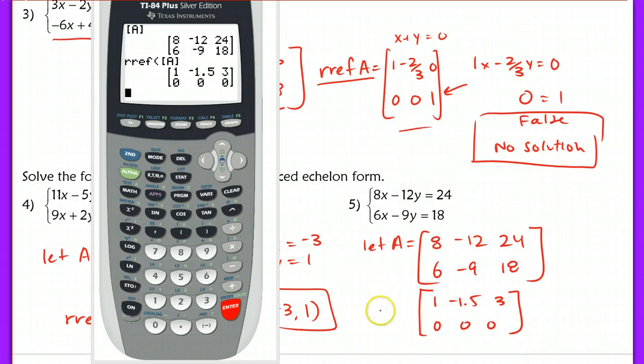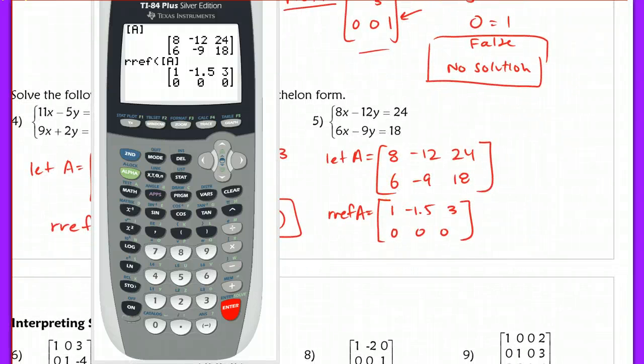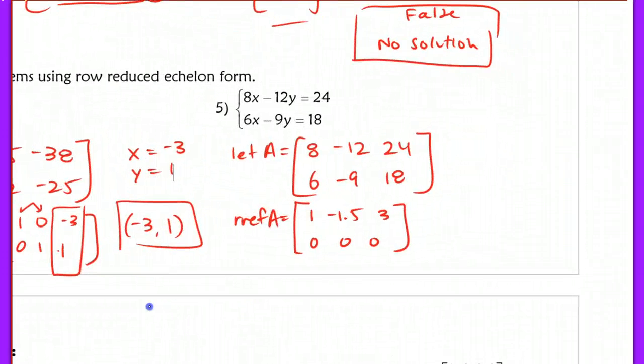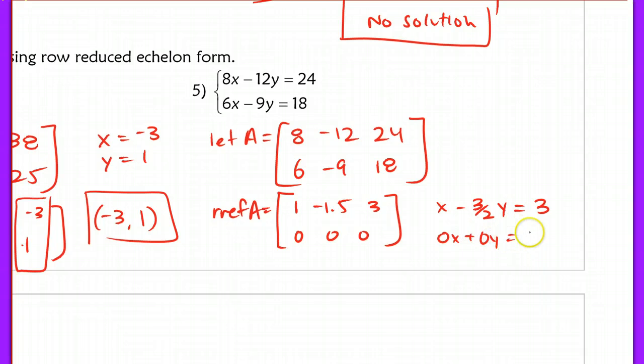Now, if I interpret this one, it's going to be slightly different than our last matrix. Notice how I'm labeling this too. I have A, and then I write RREF of A so that I don't confuse the two, and also when I'm grading I can tell what you're trying to write. But when I want to interpret the solution, I can get rid of the calculator right now. Looking at the solution here, the first line says x minus 3 halves y, or negative 1.5 y, it doesn't matter, I just changed it to a fraction, is equal to 3. And on the bottom it says 0x plus 0y equals 0. Well, I basically get the statement 0 equals 0.